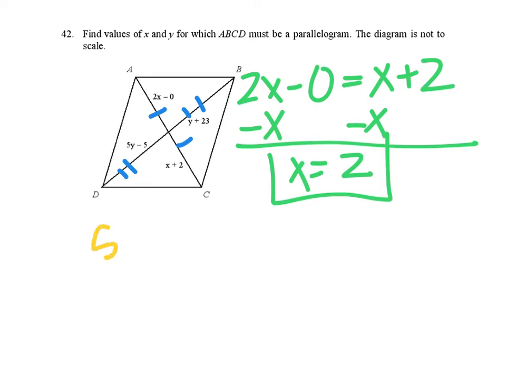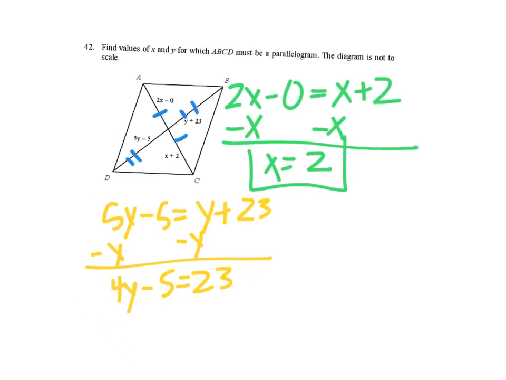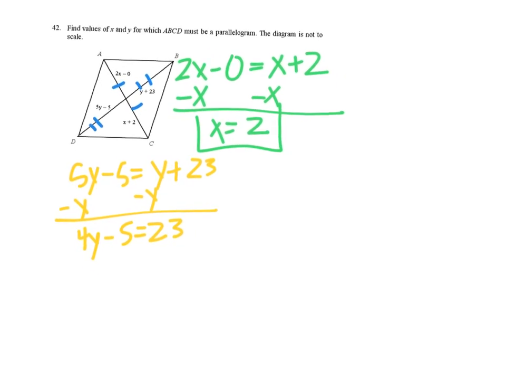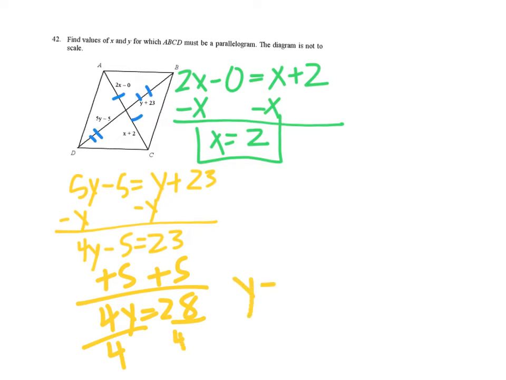We have 5y minus 5 equals y plus 23. We'll subtract a y from both sides, and we get 4y minus 5 equals 23. I'm going to zoom out a little bit. If we add 5 to both sides, we get 4y equals 28. We'll divide by 4, and we get y equals 7. So we have x equals 2 and y equals 7.